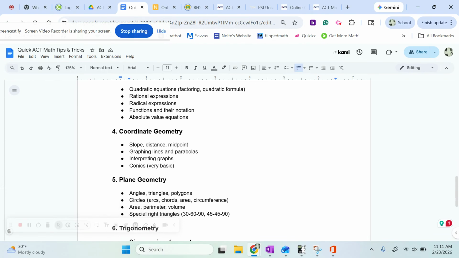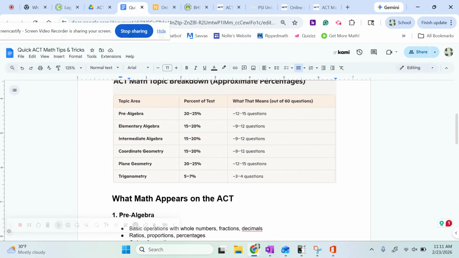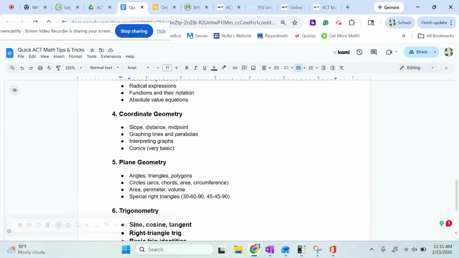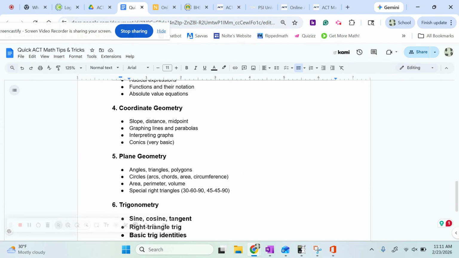The next little portion is geometry, so coordinate geometry, that's your next 15 to 20%. Coordinate geometry consists of finding the slope between 2 points, the distance between 2 points, the midpoint between 2 points, the ability to graph lines and quadratic parabolas, and then just interpreting some graphs.